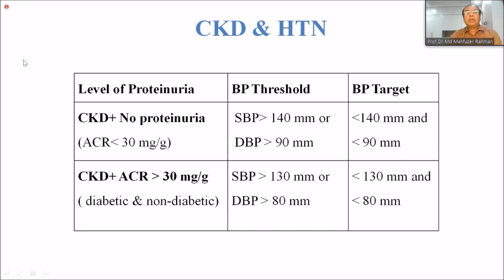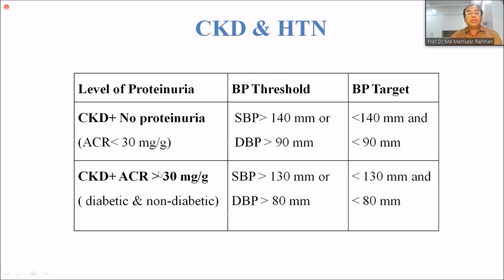CKD with hypertension. Level of proteinuria is ACR less than 30. That is CKD with no proteinuria. Blood pressure threshold: systolic more than 140 or diastolic more than 90. Target blood pressure: systolic less than 140 and diastolic less than 90.